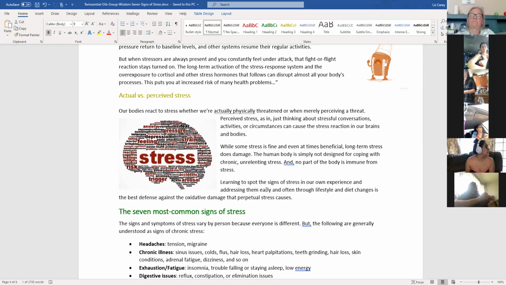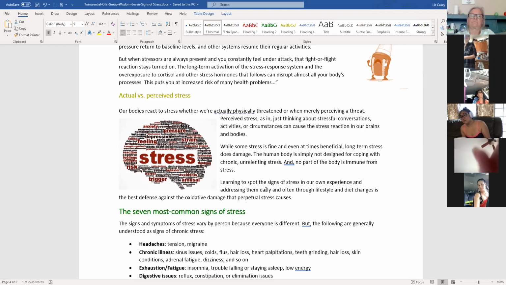And that is absolutely reptilian. It's fundamental to our survival. But unfortunately, even perceived emotional stressors can trigger that stress response in the body, and if it's unrelenting, that will lead to disease without a doubt. So learning to spot the signs of stress in our own experience and addressing them early and often, through lifestyle and diet changes, is the best defense against the oxidative damage that takes place when perpetual stress is present.